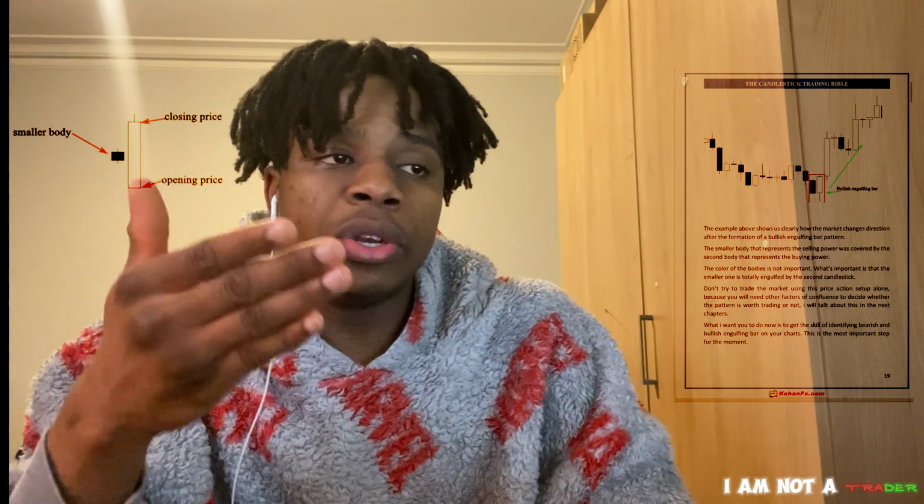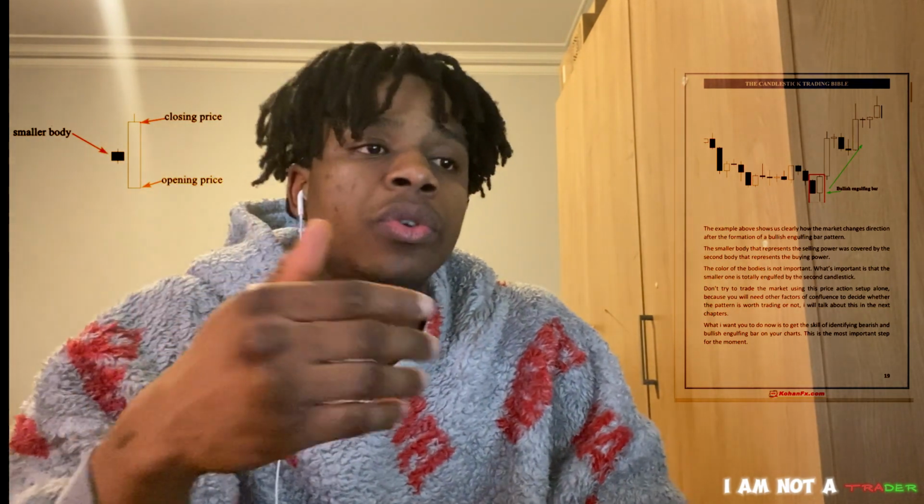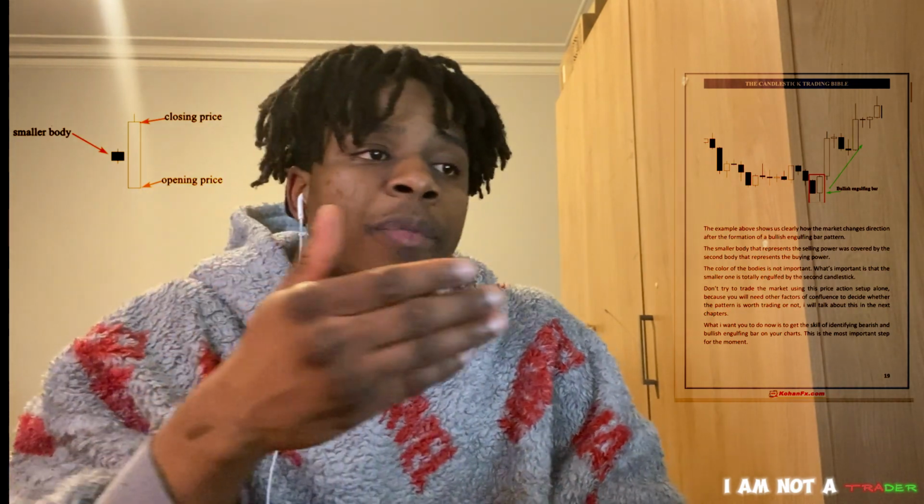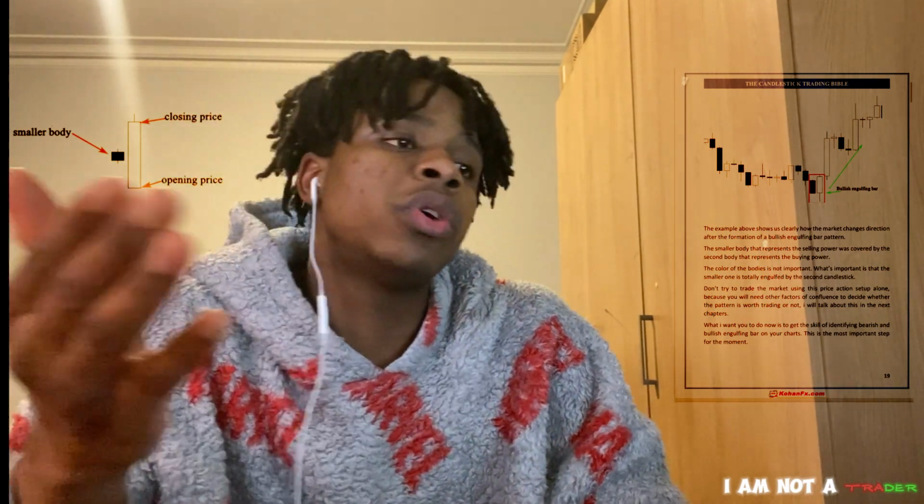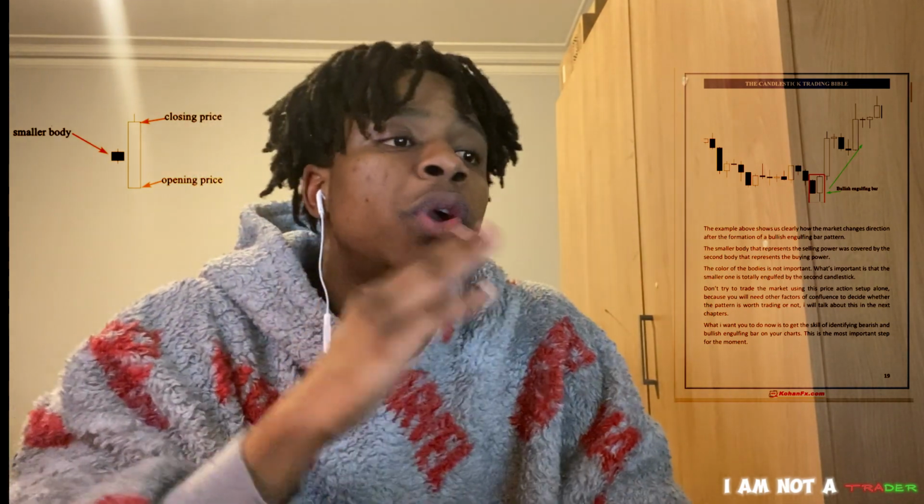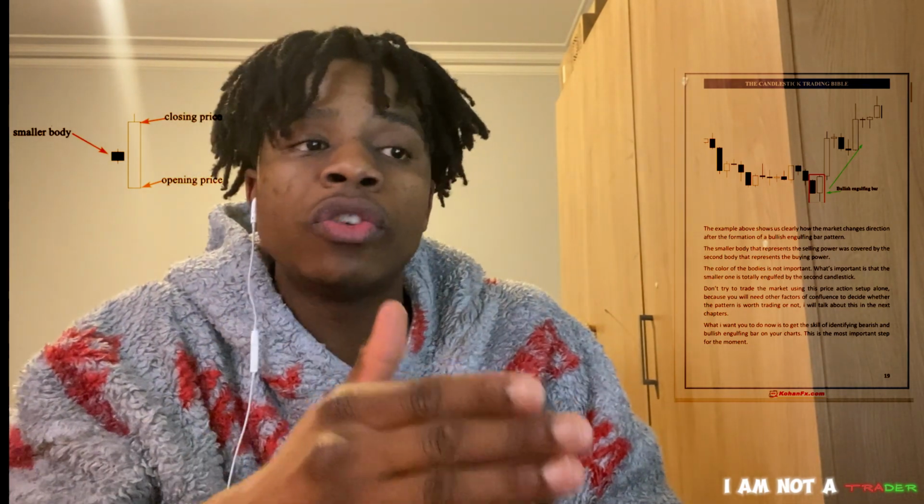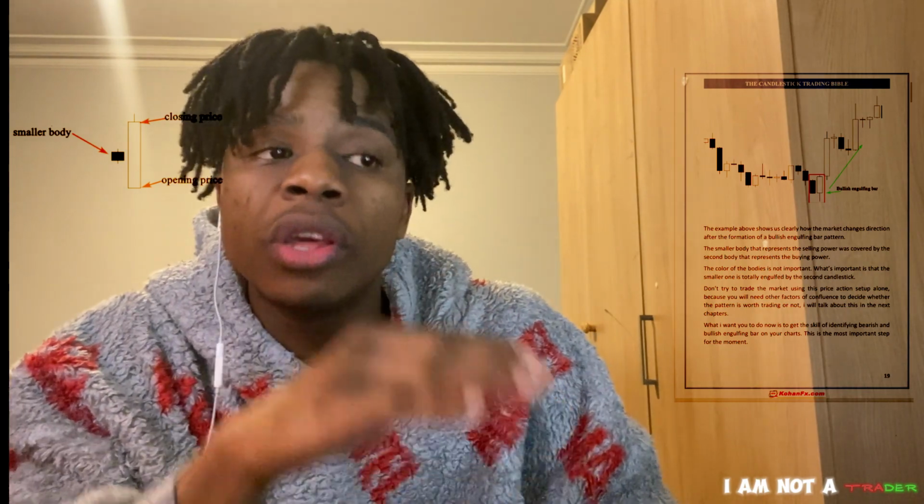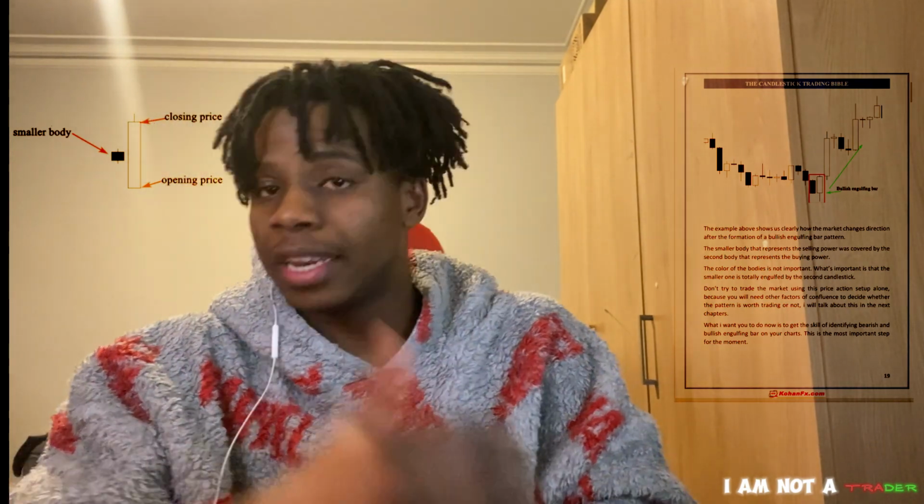The color of the bodies is not important, like I told you. What's important is the smaller one, if the smaller one is fully engulfed by the second one. Don't try to trade the market using a price action setup alone, because you'll need other factors of confluence to decide whether the pattern is worth trading or not. I'll talk about this in the next chapters.